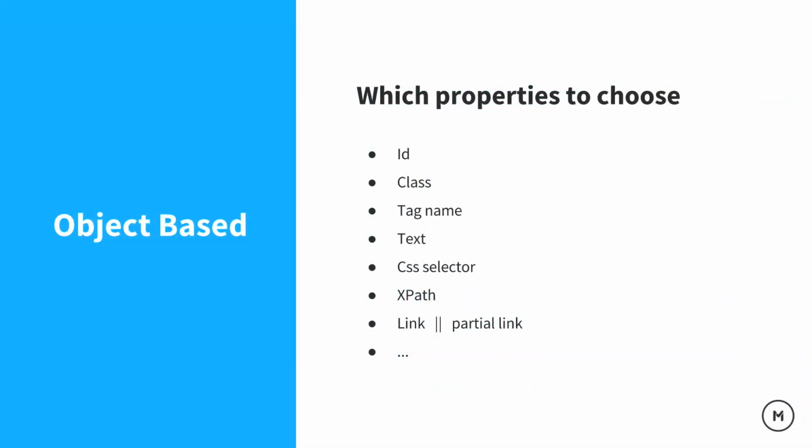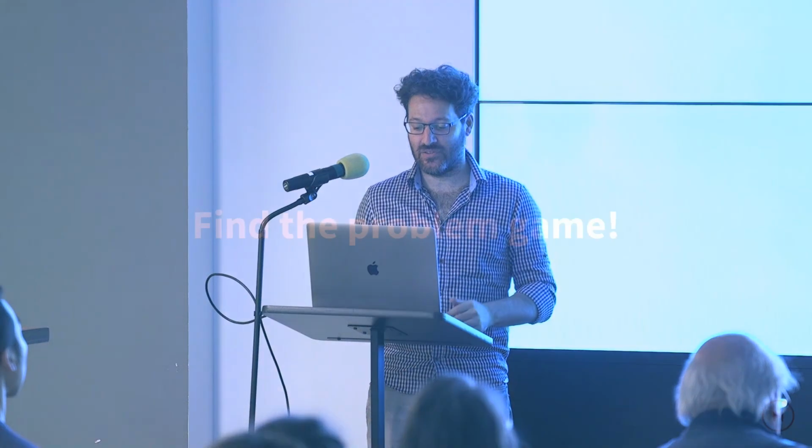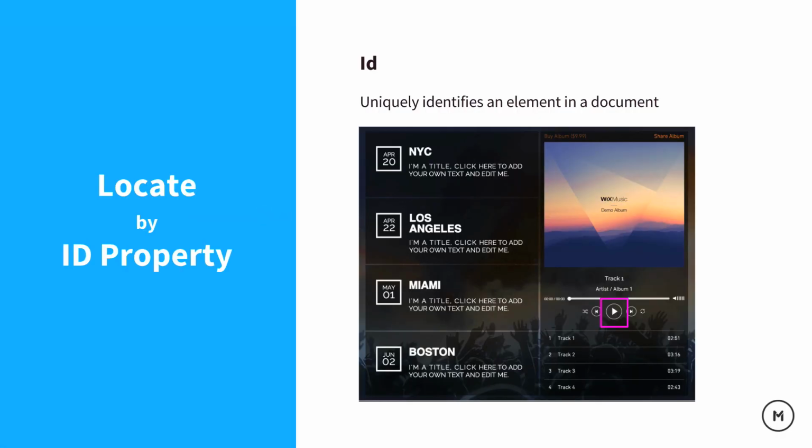So let's talk about choosing properties. Which one is your best property? Who here usually goes for an ID? And who goes for class? What I want to show is that it's really hard to automatically know what's the best one. You really have to dig in. So I'm going to try to do a find-the-problem game.